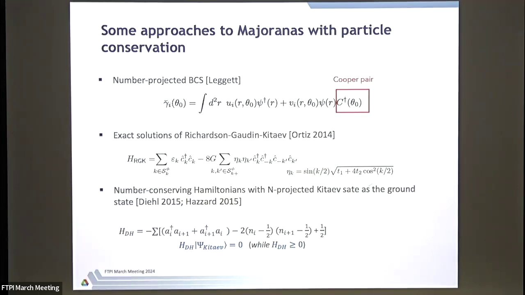So what Sebastian Diehl's group and Hazard's group were able to do is build Hamiltonians which are truly interacting Hamiltonians, of this kind, where the Kitaev-type wave function would be an eigenstate, in fact a ground state. Since these Hamiltonians conserve the number of particles, every number sector of the Kitaev-type wave function would be the ground state as well.